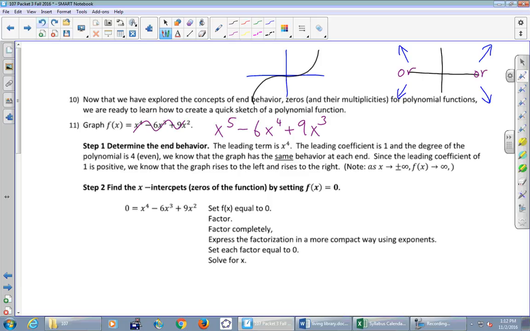To decide what the left hand is doing, that's where we need the even and odds. All you have to know is that evens is the same and odds is opposite. Okay, so figure out the right first by copying the sign, and then figure out the left by thinking even, odd.